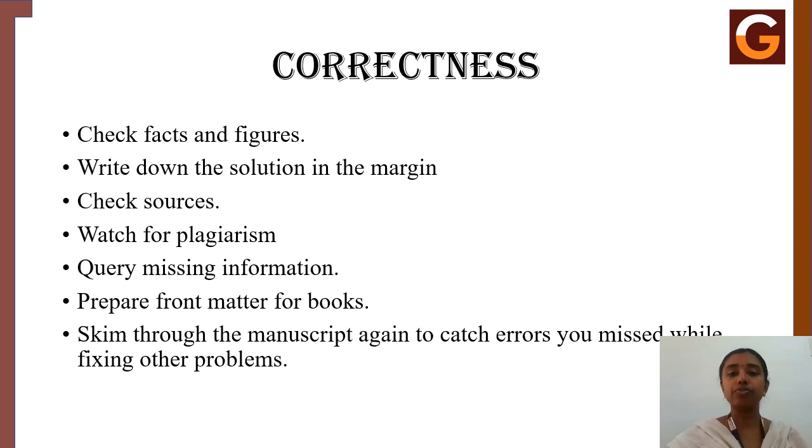Suppose the text that you're editing is a book. In that case, the front matter for books is very much required. So the title, cover page, the preface, the content page, or foreword if it is required. All these need to be looked at. And the last one, skim through the manuscript again to catch errors you missed while fixing other problems.